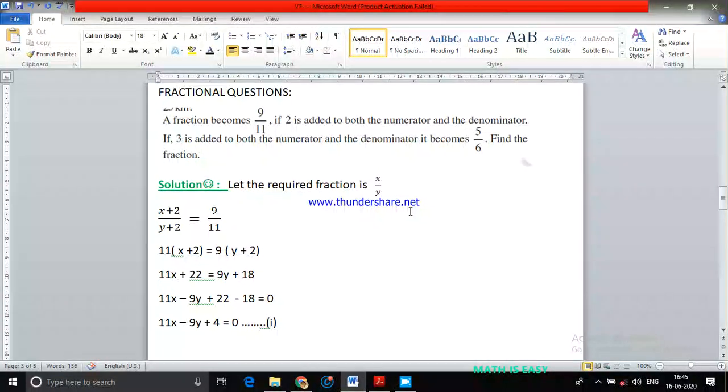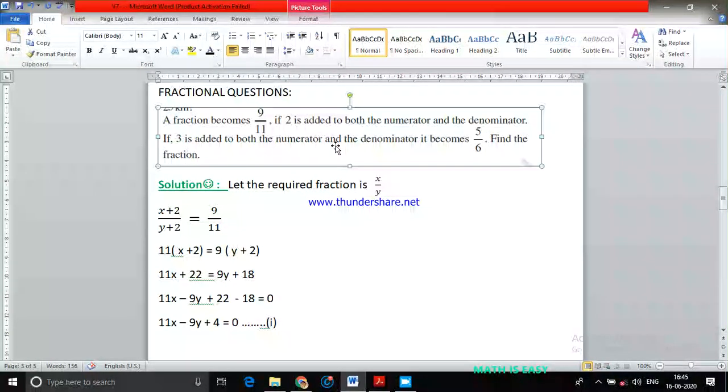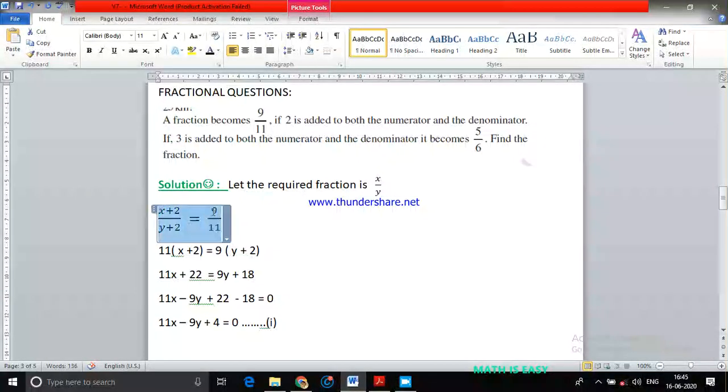Now what is the second condition given to us? The second condition is, if 3 is added to both numerator and denominator, now the fraction is going to be 5 by 6. So what I do is I'll copy the same fraction. Let me change the values later on. 3 is added to the numerator, and 3 is also added to the denominator. So the fraction is becoming 5 upon 6. Am I right? So let's see how the things are going to change here.